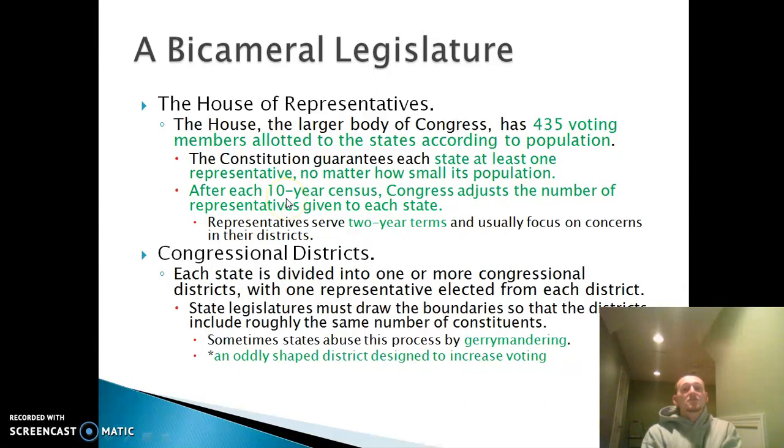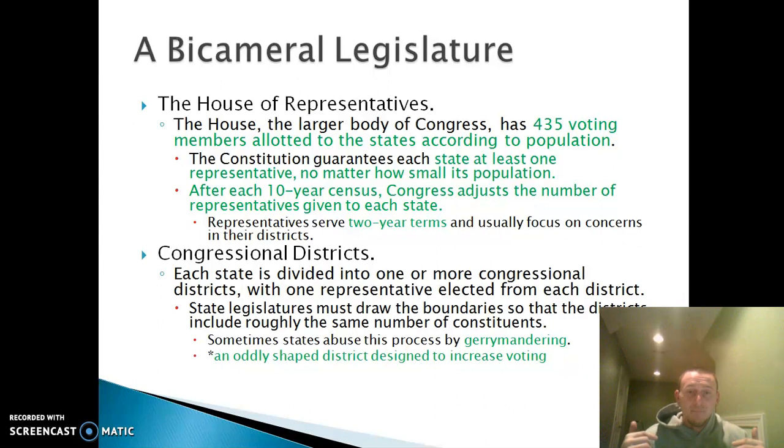Every 10 years, there's something called a census. You need to know this word. Census, also known as a population count. Every 10 years, they come up with a new census. So in the year 2020, they're going to come up with a census. They're going to figure out how much the population is in each state.